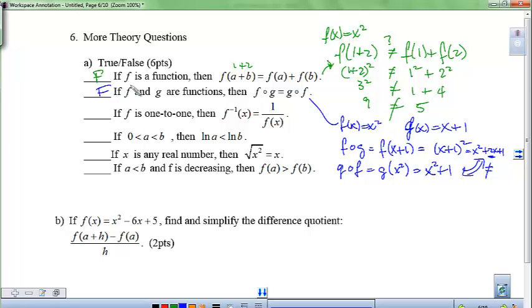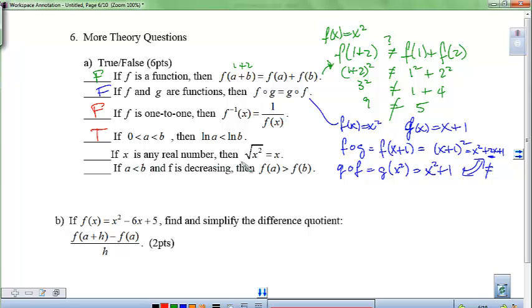The rest of them I'll go by real quick. If f is 1 to 1, then the inverse is equal to 1 over f. This is false. Remember that the inverses are not the reciprocal. The inverse sine, for example, is not equal to cosecant. So that's false. If a is less than b, and a is positive, then ln a is less than ln b. So I'll say this is true. I won't prove it, I'll just say it's true.